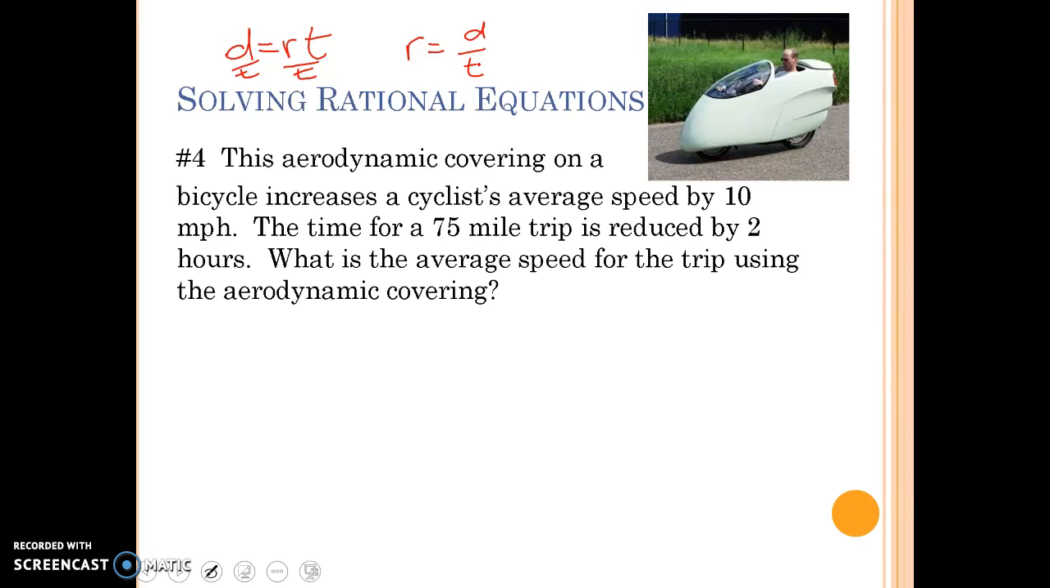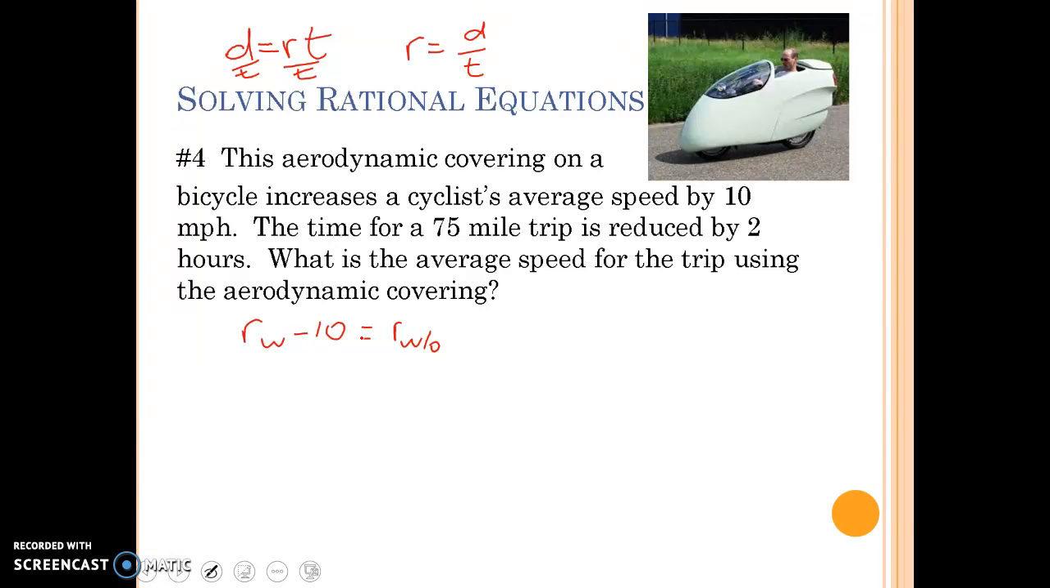And what they've told us here is we have two rates going on. We have the rate with the covering, and we have the rate, I'm going to say, without the covering. And we know that the rate with the covering is 10 miles per hour faster. So if I subtract 10 from that, I would get the rate without the covering. So this might be 30 miles per hour with the covering, 20 miles per hour without. You can go 40 miles per hour with the covering, 30 miles per hour without. And so we're just going to subtract 10 so that they are equal to each other.